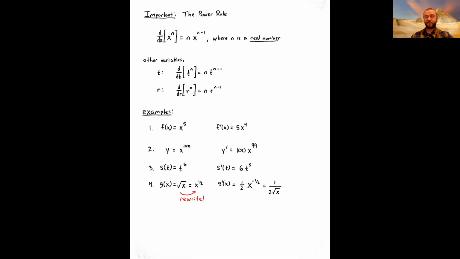Our exponent in the function is 1/2, x to the 1/2. Now, the way the power rule works is we take the exponent in the function and then subtract 1 from that. So just be careful. 1/2 minus 1 gives you this exponent in the derivative, -1/2.